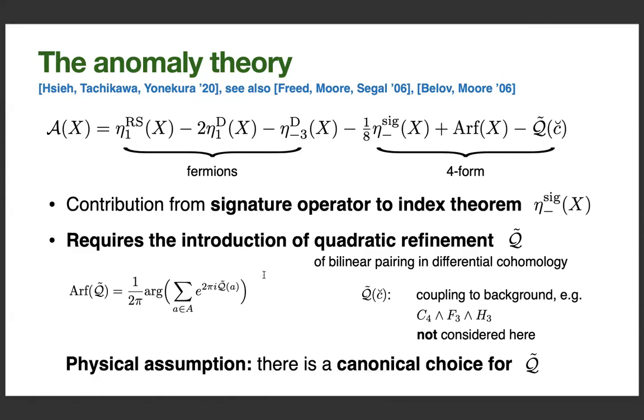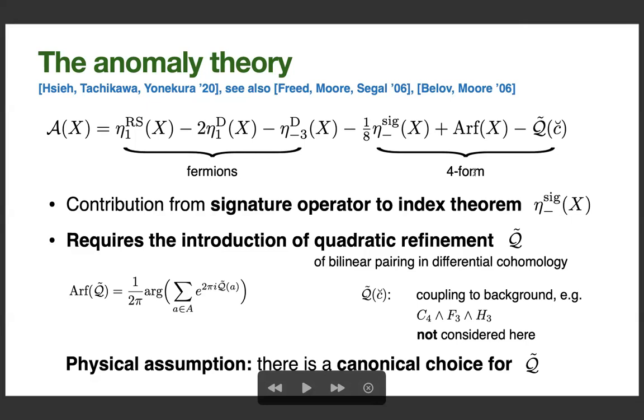So these self-dual p-form fields, if you want a well-defined action, often require you to define a quadratic refinement. The same is true here. And this quadratic refinement we're considering is on the level of differential cohomology. So it's a bilinear pairing in differential cohomology that I denote by Q tilde here, and it also contributes to the anomaly.